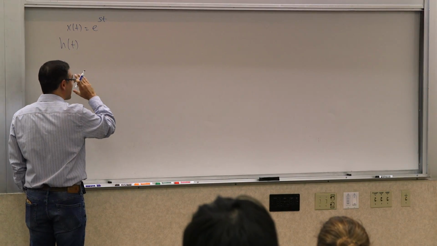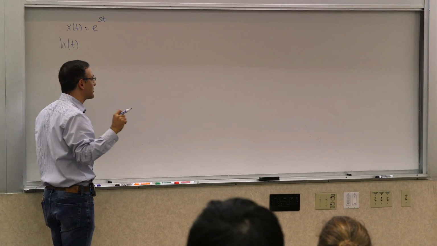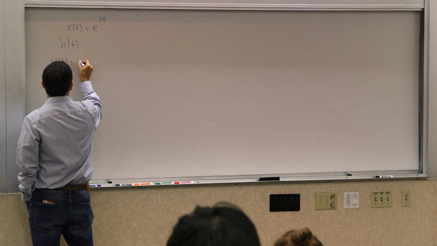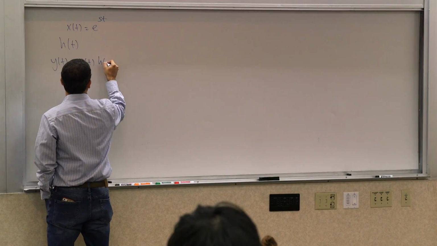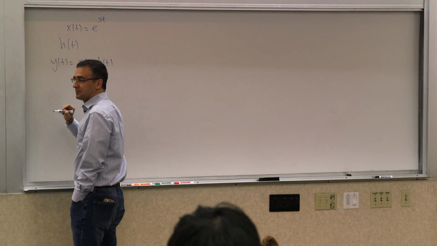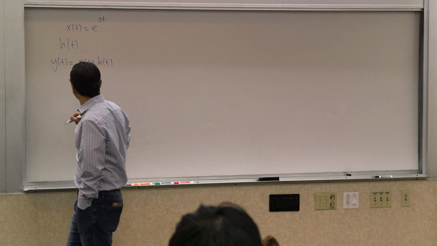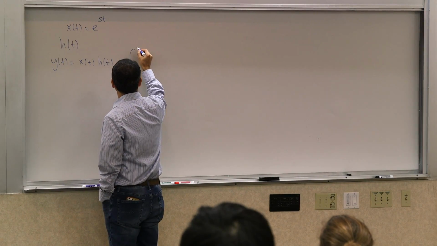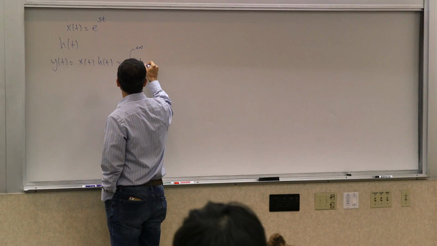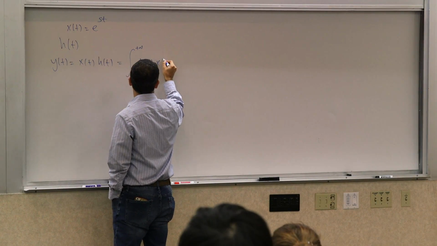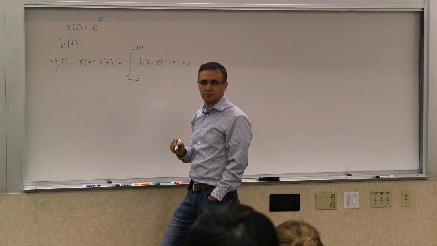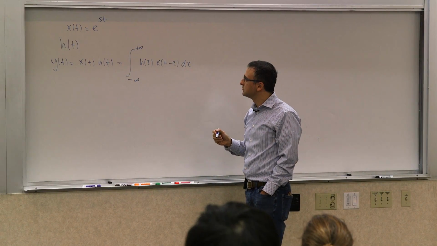So this is an interesting thing. It's an opening to something else. I just want you to see something here first. So how would you do that? y of t is going to be x of t convolved with h of t, right? So I can write this as a convolution, using the convolution integral. I would get the integral of h of tau, x of t minus tau, d tau, by definition.